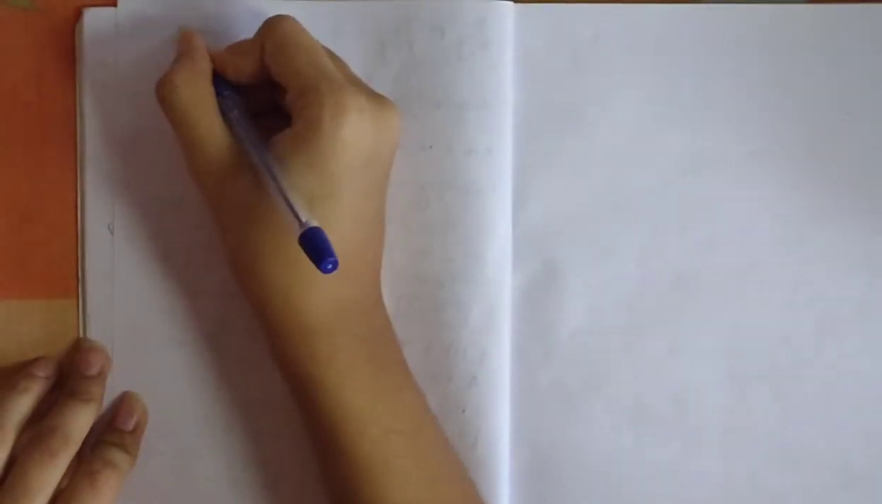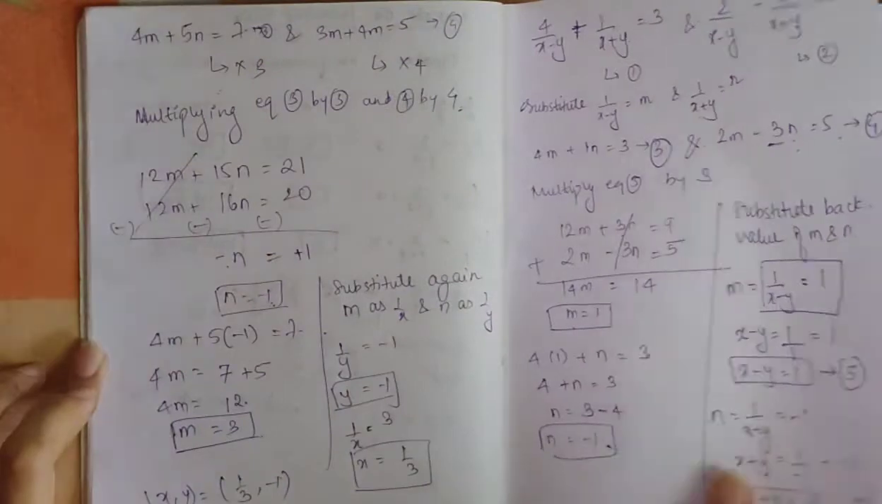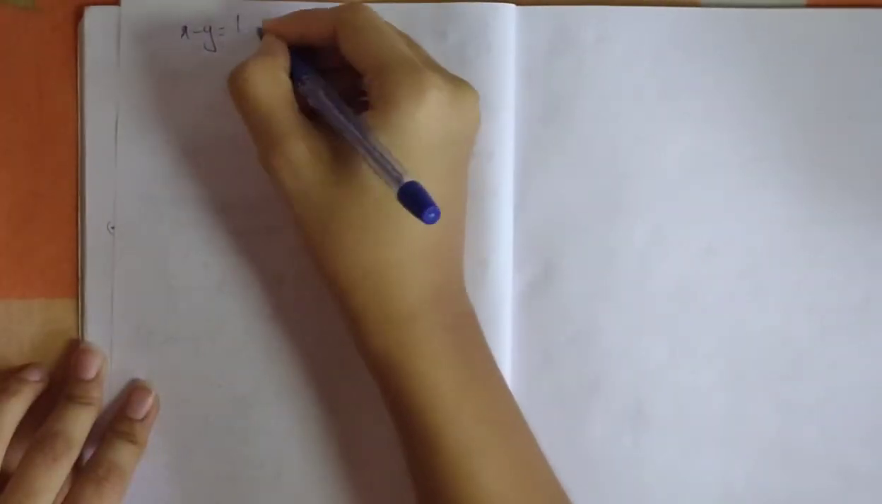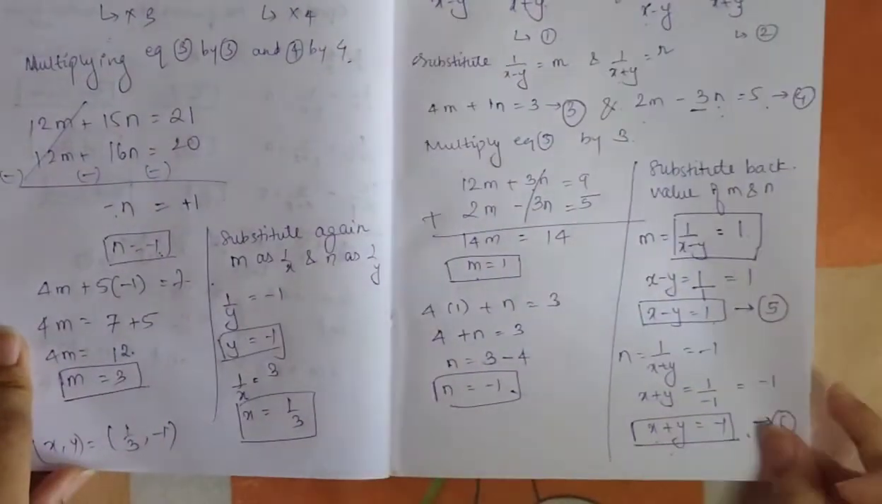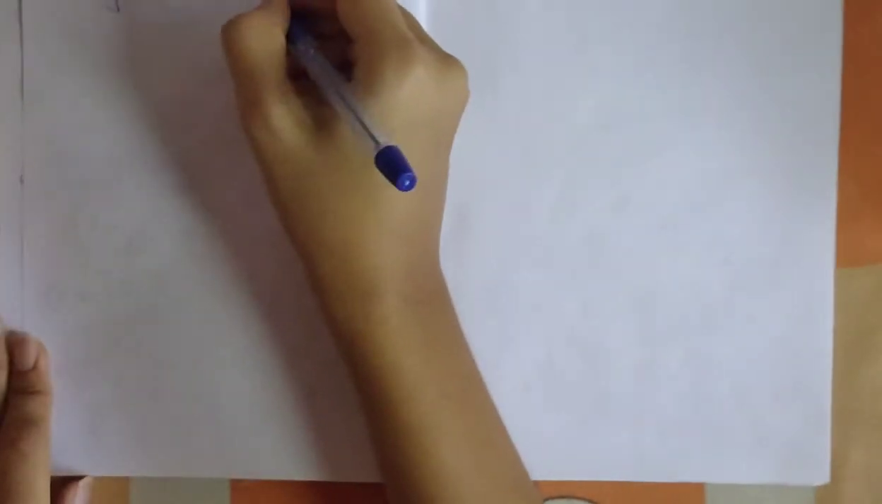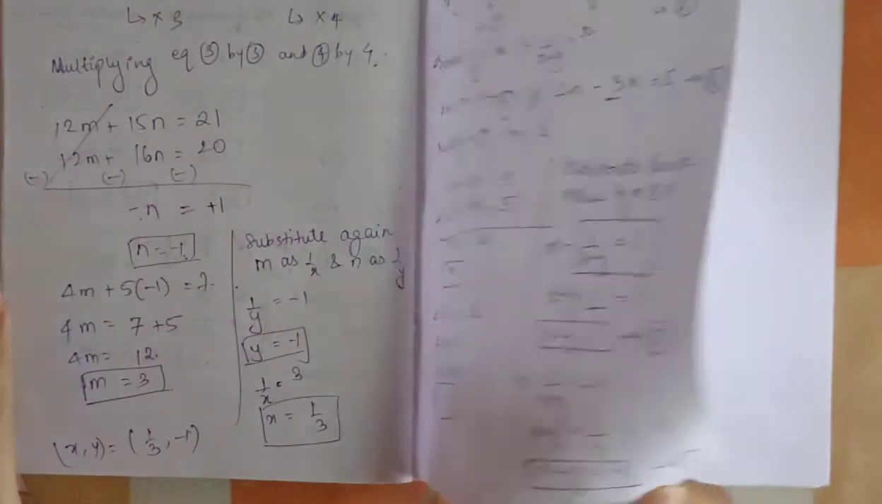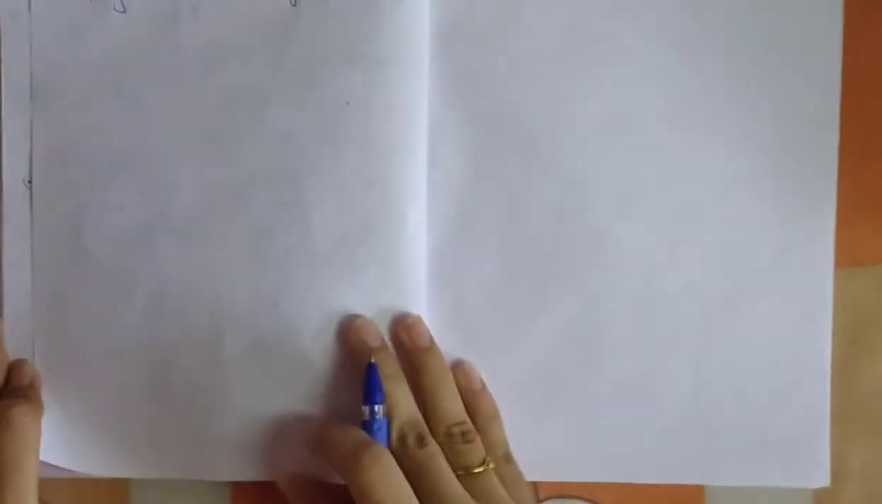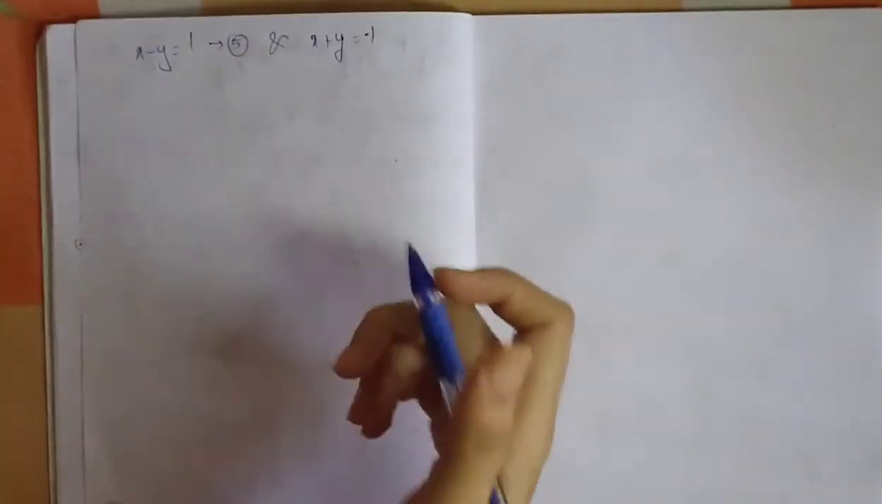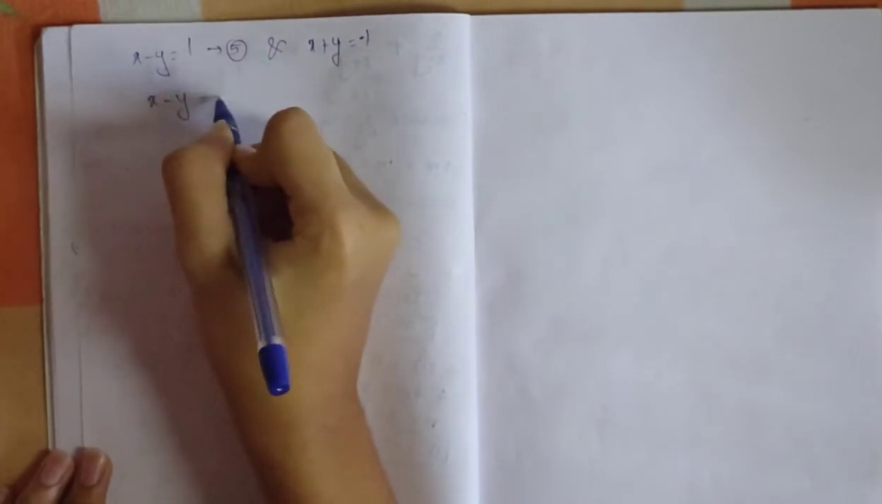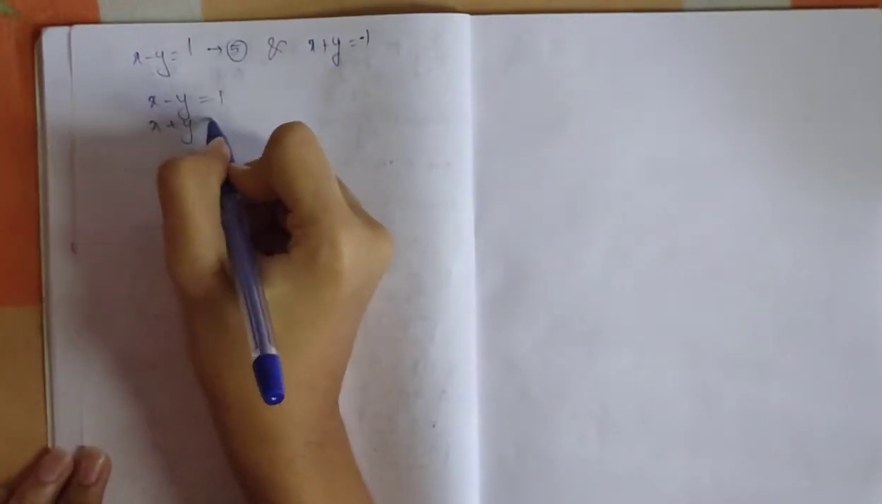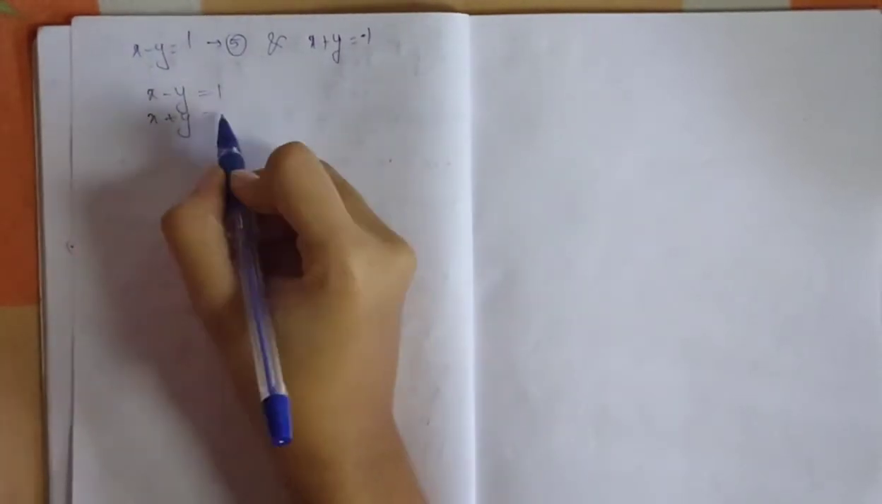What is it? X minus y is equal to 1. So this is your equation number 5, and x plus y is equal to minus 1. Okay, so let's start solving what is given now. So for this, what will I do? I'll add these two equations. X minus y is equal to 1 and x plus y is equal to what? X plus y is equal to minus 1.